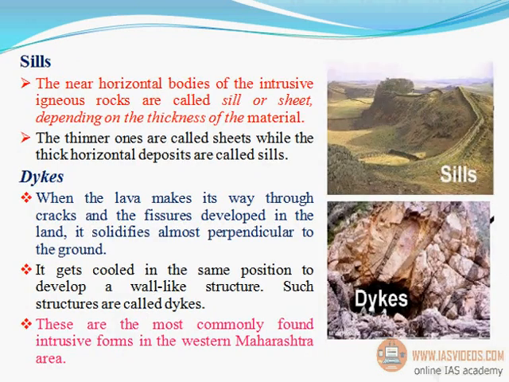Sills. The near horizontal bodies of the intrusive igneous rocks are called sill or sheet, depending on the thickness of the material. The thinner ones are called sheets while the thick horizontal deposits are called sills. Dikes. When the lava makes its way through cracks and the fissures developed in the land, it solidifies almost perpendicular to the ground. It gets cooled in the same position to develop a wall-like structure. Such structures are called dikes. These are the most commonly found intrusive forms in the western Maharashtra area.